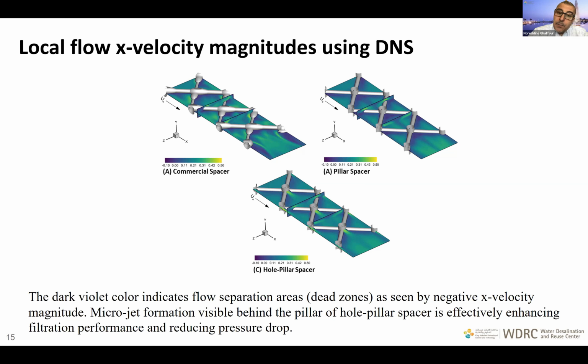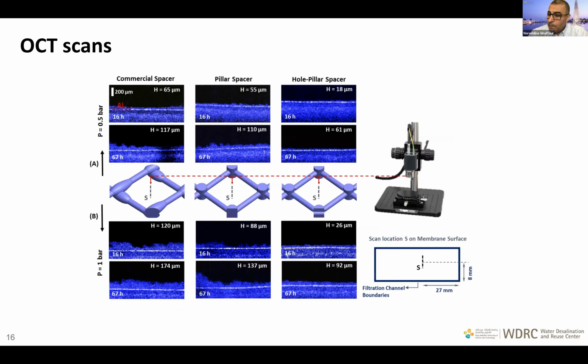So the pressure drop has been significantly reduced by 15% or more, and the flux, as I showed you before, enhanced by 75%. At higher pressure, it was less, but still a very high performance enhancement, like 65% for 1 bar, 55% for 2 bar. So the OCT images of this also, as you can see here, again, I always put the commercial spacer on the left side here, then the pillar spacer, and then the pillar with a hole spacer, as you can see in this image.